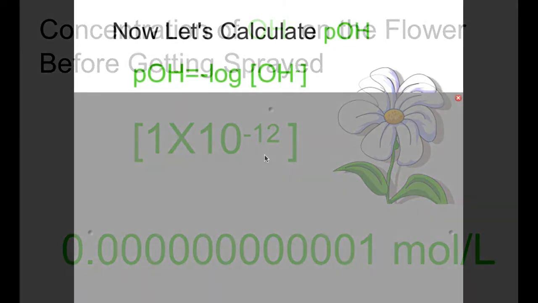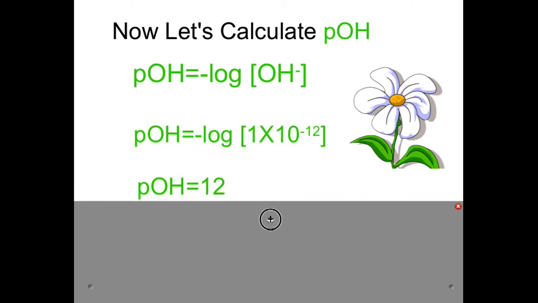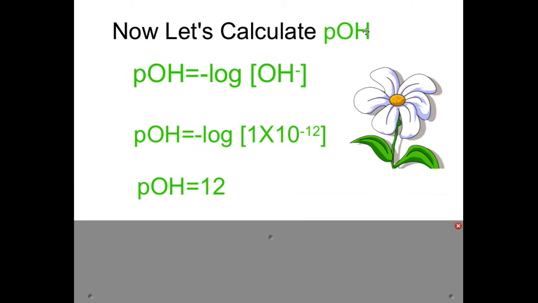Using that concentration of hydroxide anions, we're going to use the equation pOH equals negative log of the concentration of hydroxide anions to find the pOH. Plugging that into the equation, we get pOH equals negative log of 1 times 10 to the negative 12th. And when you plug that in, you get pOH equals 12.